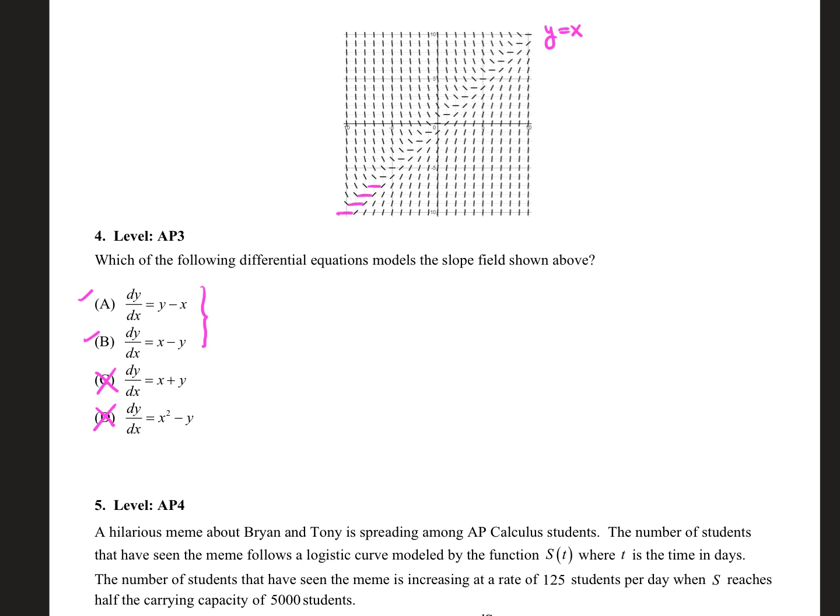So if I pick the point (1, 0), our slope should be positive, because that would be right here. So if I put (1, 0) into the first one, dy/dx at (1, 0) would be 0 minus 1, which would be negative, which means I should have a negative slope, and that's not true, so it's not this one, so it has to be B.